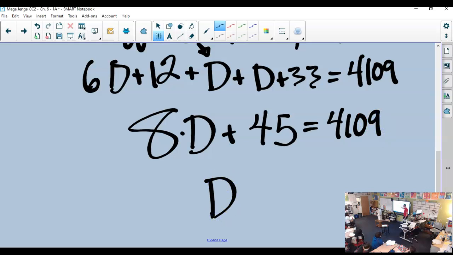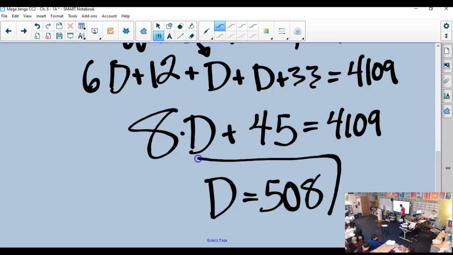Skipping through some math, subtract 45 from both sides, then divide by 8. The drones came out to be 508. So the workers, there are over 3,000 worker bees, because there's a lot more of it.